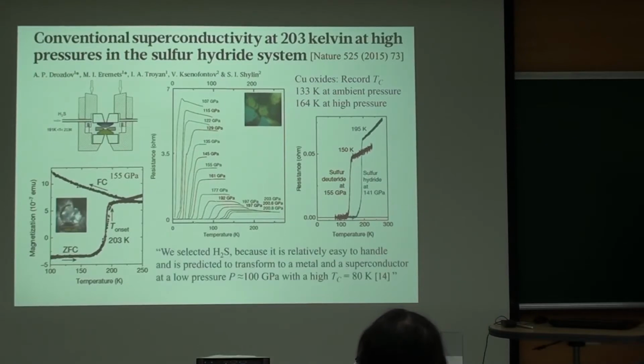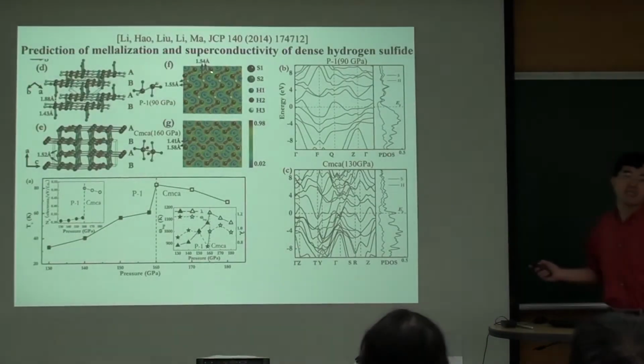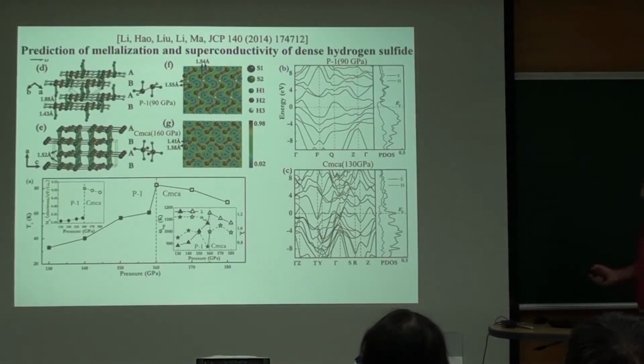Okay, so now if you read carefully, you'll find the statement: we select this material because it's relatively easy to handle. More importantly, it is predicted to transform from a metal to a superconductor at a low temperature. Okay, reference 14. Now, what's reference 14? Reference 14 is actually an initial calculation paper, published in a not highly ranked journal. It's called Journal of Chemical Physics.